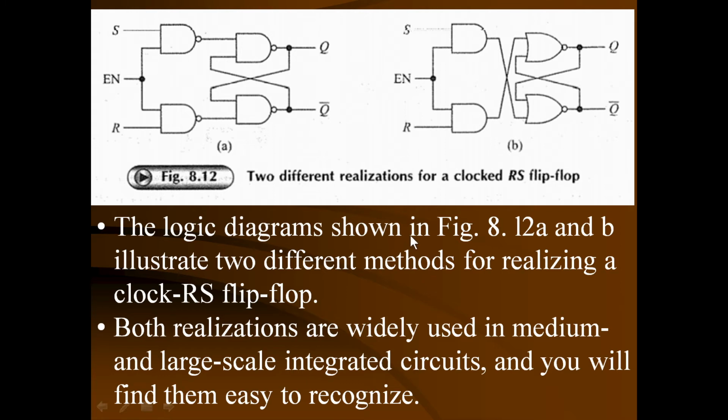The logic diagrams shown in figure 8.12a and b illustrate two different methods for realizing a clock RS flip-flop. Both realizations are widely used in medium and large scale integrated circuits, and you will find them easy to recognize. So this kind of clock RS flip-flop is available in many medium scale and large scale integrated circuit forms. In TTL as well as in CMOS, such circuits are already built in IC form and available. You can directly utilize S and R as inputs along with enable, and Q and Q bar will be the outputs in IC form.